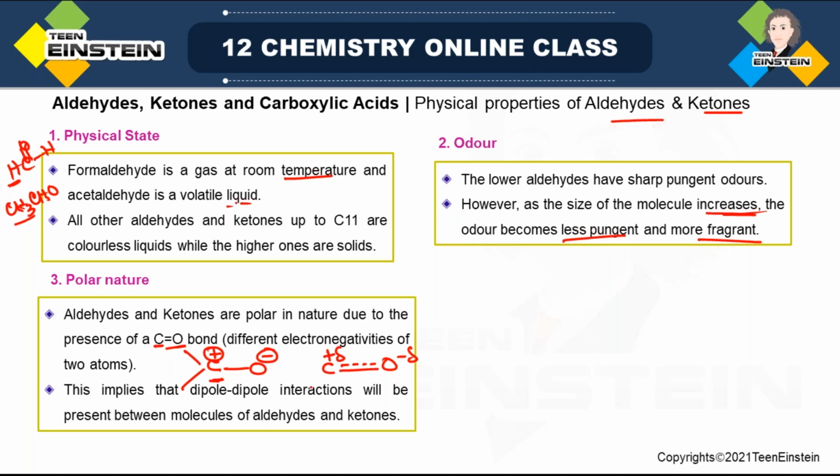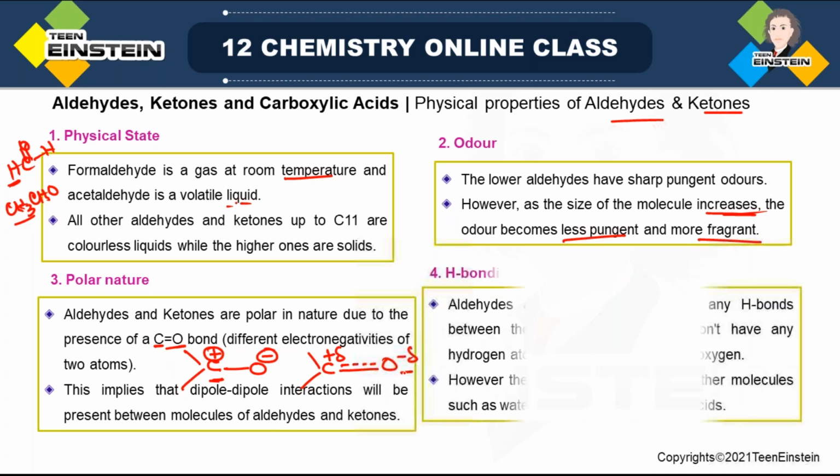There are obviously two more bonds. So this positive charge and this negative charge over oxygen: suppose two molecules are there, the positive charge over carbon of one molecule interacts with the negative charge of the oxygen of the other molecule. In this way, dipole-dipole interaction is possible in aldehydes and ketones.